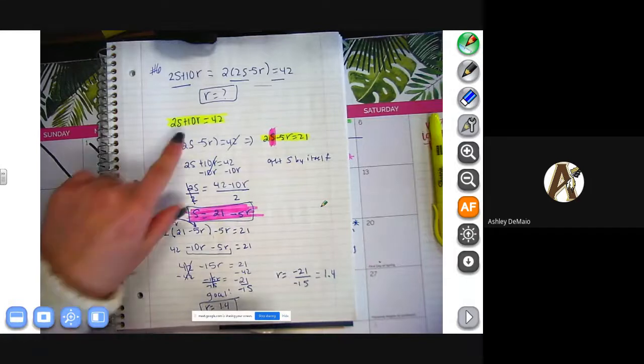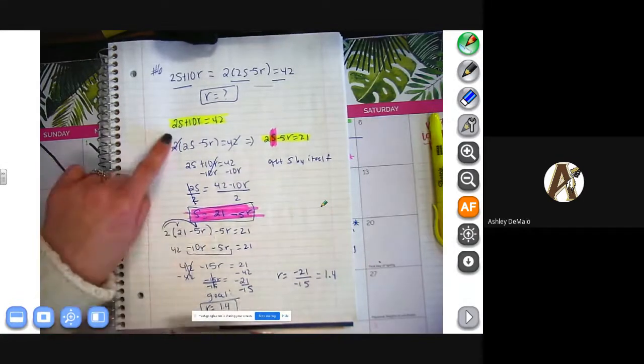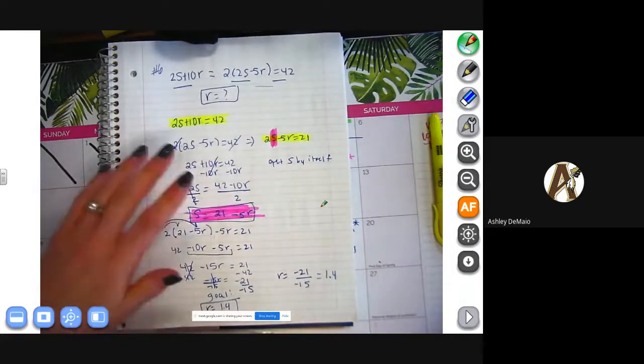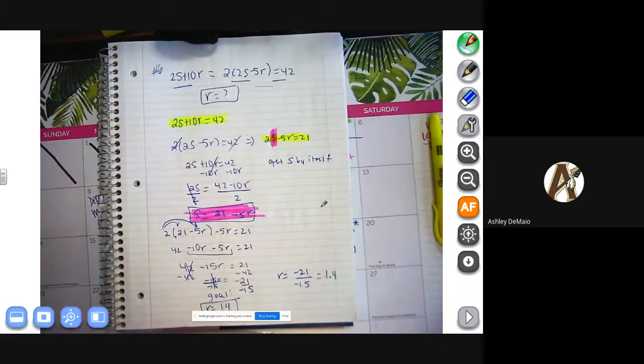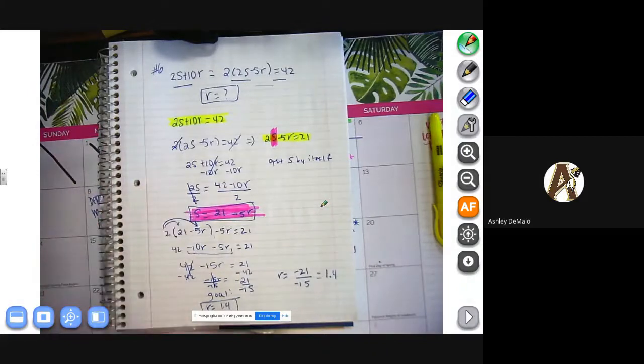Now, if you wanted to, instead of getting s by itself, you wanted to get r by itself, you most certainly can. And then you could have plugged r in order to find s, but then you would have to go back and plug s in to find r. So it's just easier if you get s by itself, okay? So that you can then just find the value of r.